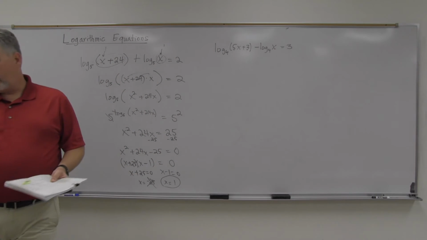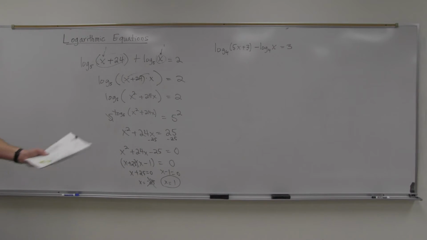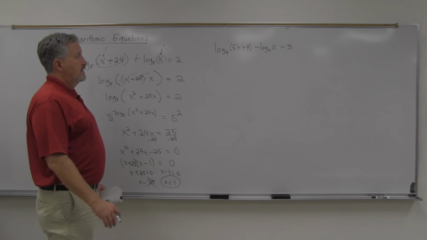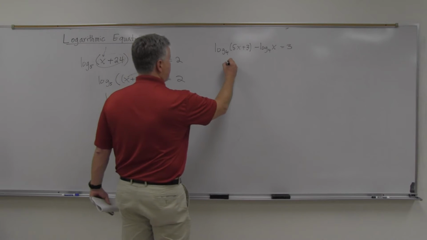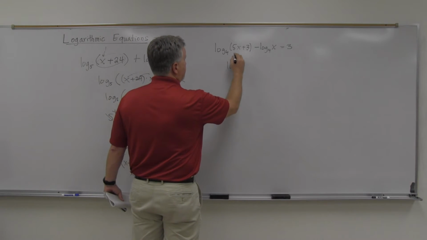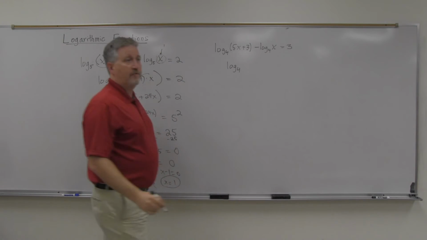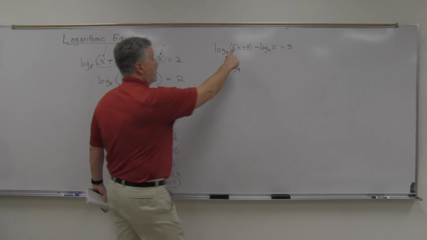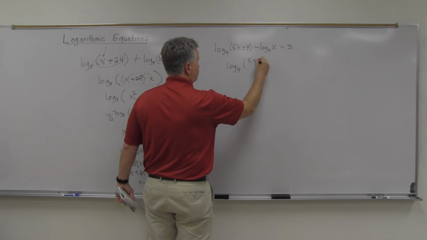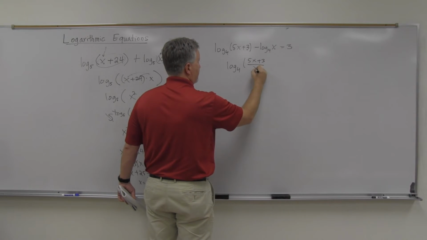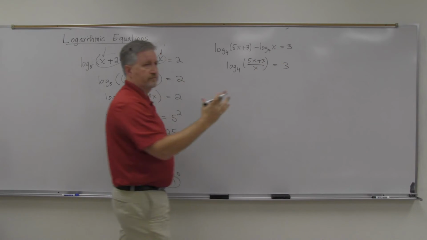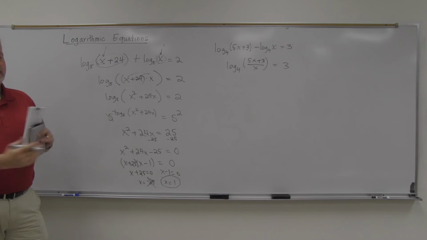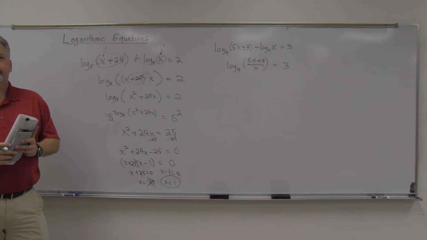All right, so we have the same problem. We've got two logarithms. We need just one logarithm, but the properties of logarithms will allow us to remedy that. Since I've got log minus log, how would those be combined into one? You divide the two. So you take the 5x plus 3 divided by the x. That's how those would condense into one: two logarithms subtracted condense by dividing the inside parts.